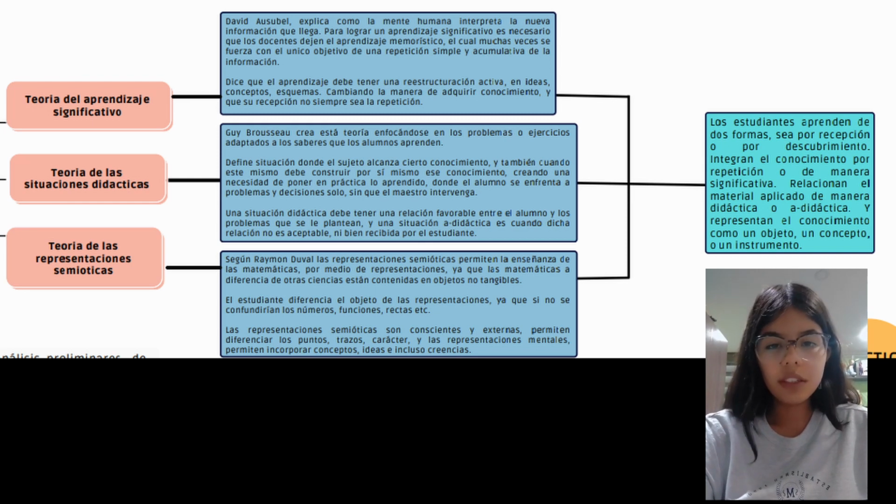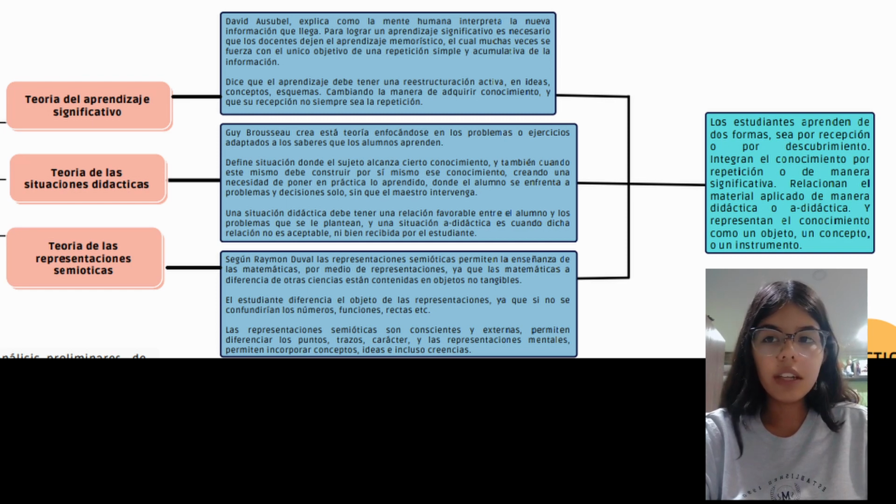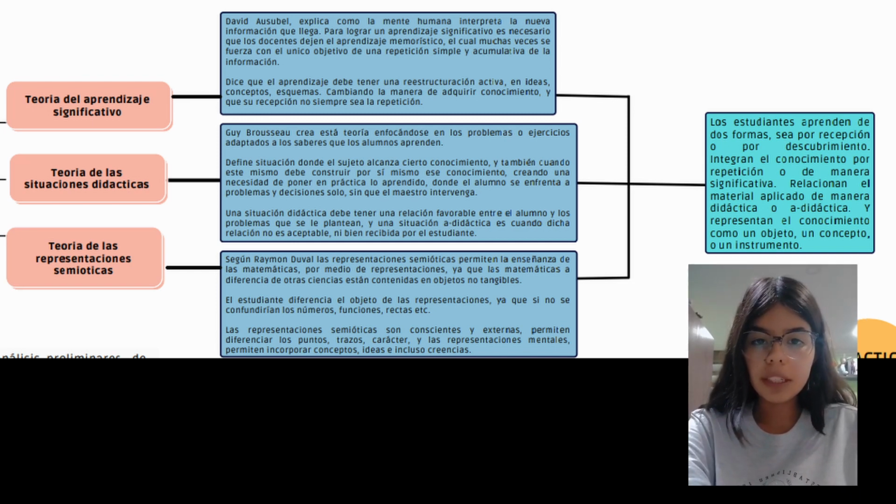Theory of didactic situations. Guy Brousseau focused on the problem or exercise adapted to the knowledge that the students learn. It defines a situation where the subject reaches certain knowledge, and also when he himself must build that knowledge by himself, creating a need to put what he has learned into practice, where the student faces problems and decisions alone without the teacher intervening.